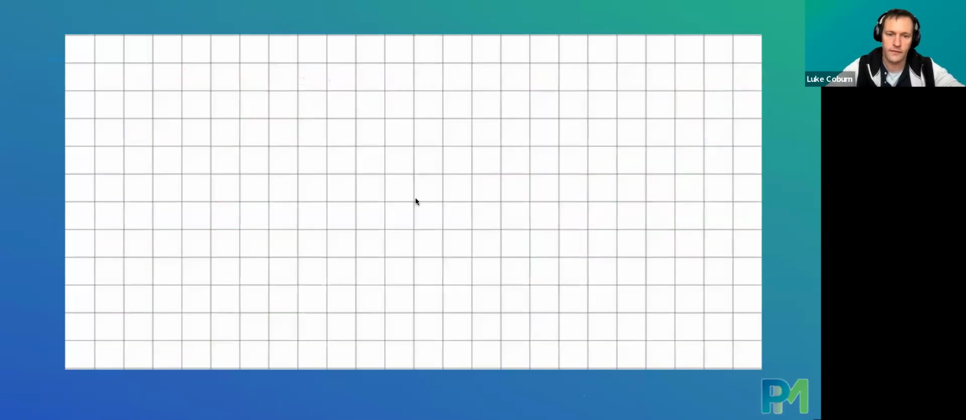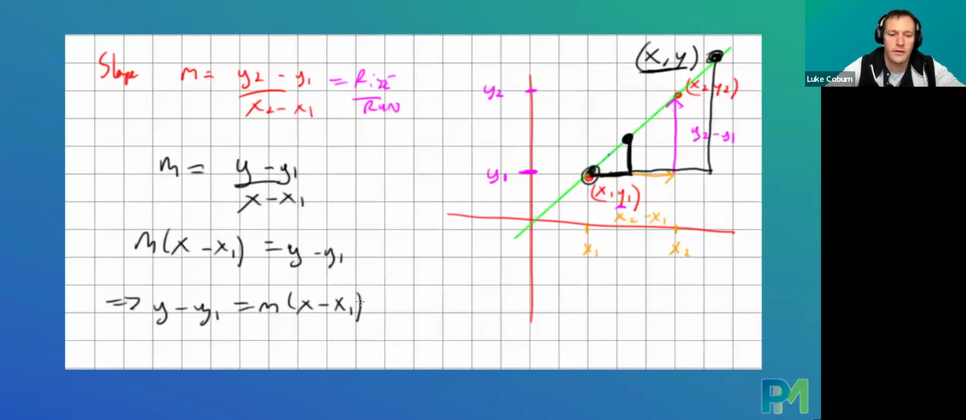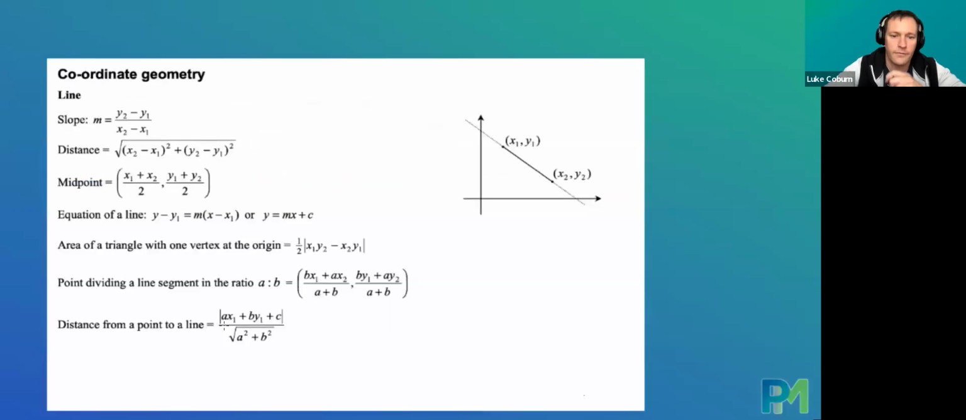Okay, now let's have a look at what else we have. Which ones have we not done? Oh, wait, hold on. Okay, so we've done this one, this one, this one, these two.